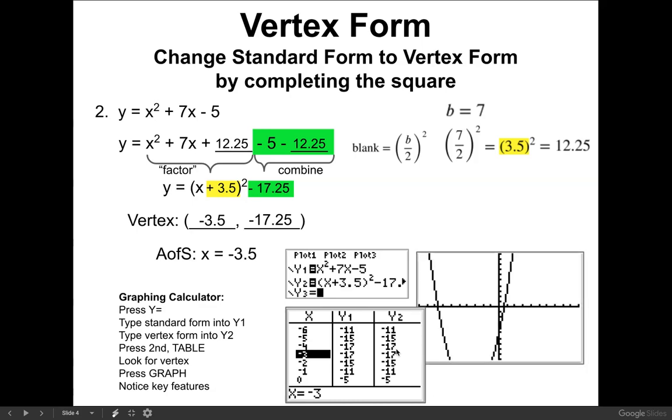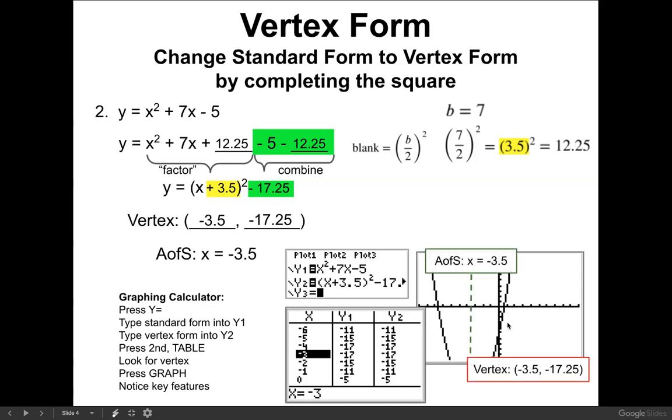We can look at the graph. The vertex is not showing, but we can see the y-intercept. We could see where the axis of symmetry would be, and we could probably picture where the vertex would fall. Remember, the y-intercept is going to be the same as the c value of the standard form.